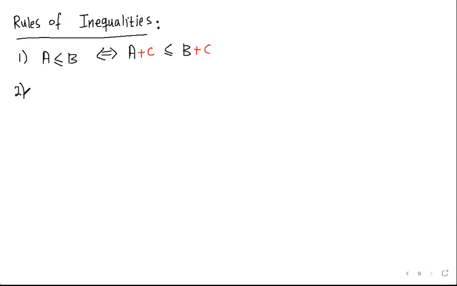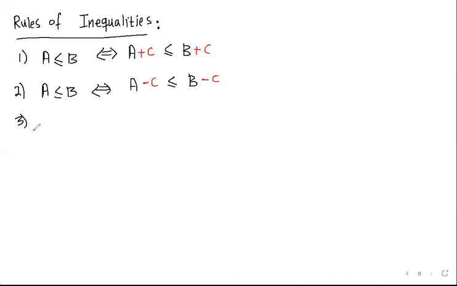Second one: if I subtract the same quantity, it gives me the same thing, another equivalent inequality. A minus C less than or equal to B minus C. So subtracting the same quantity from both sides gives me an equivalent inequality to this one.